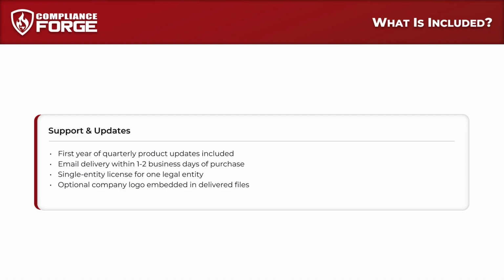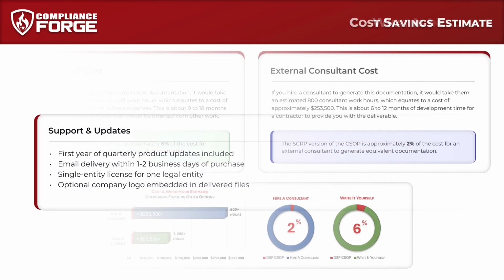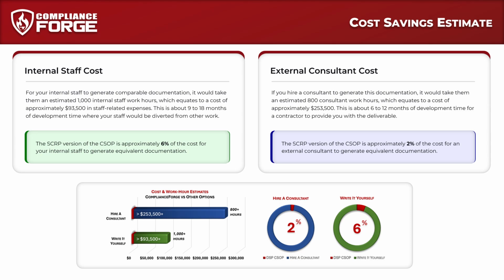Purchase also includes the first year of quarterly product updates, email delivery within 1 to 2 business days, a single entity license for one legal entity, and your company logo optionally embedded in the delivered files. Now compare that against the two alternatives for obtaining quality cybersecurity documentation.